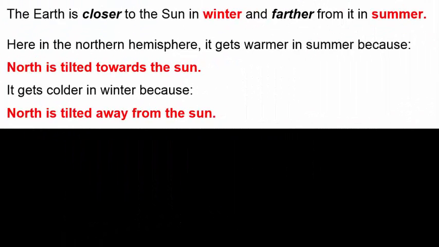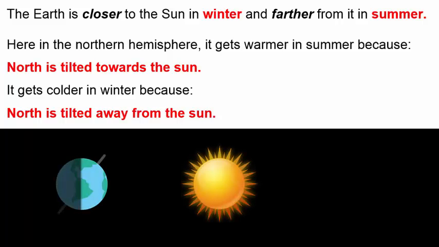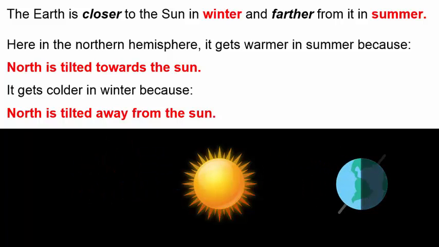So let's go back to the notes. Earth is closer to the sun in wintertime and farther from it in summer. Here in the northern hemisphere, it gets warmer in the summer because the north is tilted towards the sun, and it gets colder in the winter because north is tilted away from the sun.